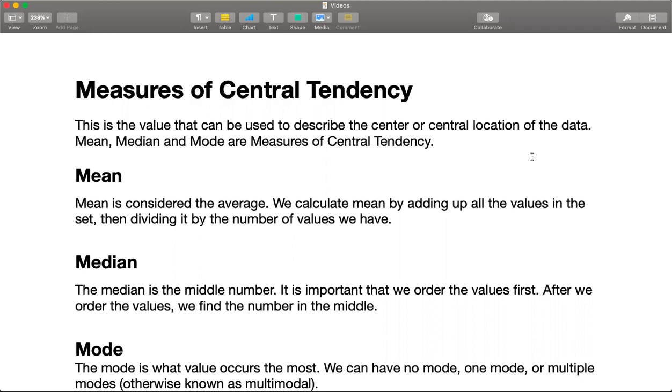Now the mean is considered the average. We can use those terms interchangeably, and we calculate that mean or average by adding up all the values in the data set and then dividing by the total number of values that we have. And we'll take a look at an example later.